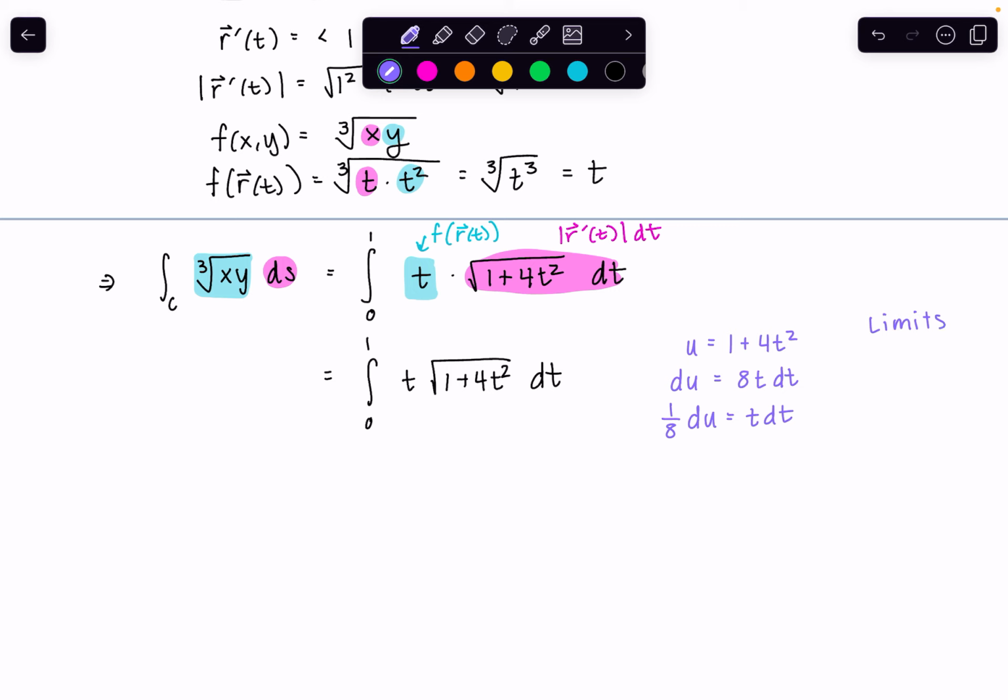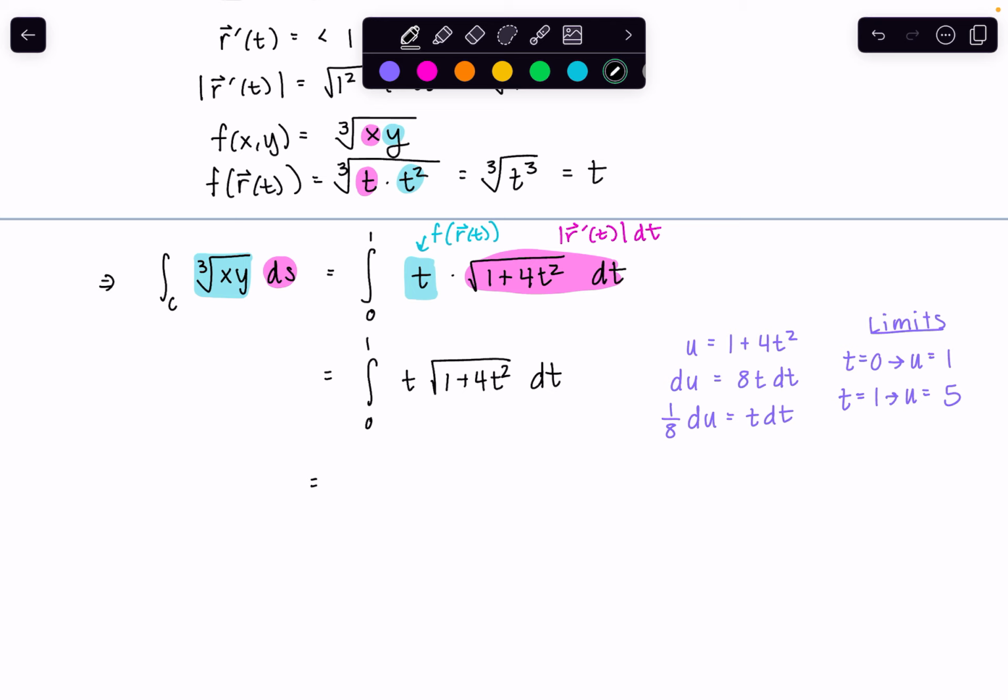I again want to change the limits. This is not something optional anymore, especially when we're about to get to double integrals and surface integrals. You've got to switch your limits over. When t equals 0, my u is equal to 1 plus 0 squared. When t equals 1, u is equal to 1 plus 4. So my upper limit becomes 5.